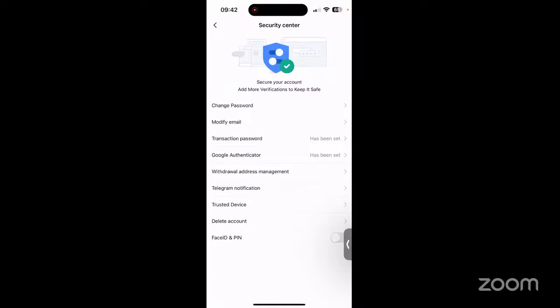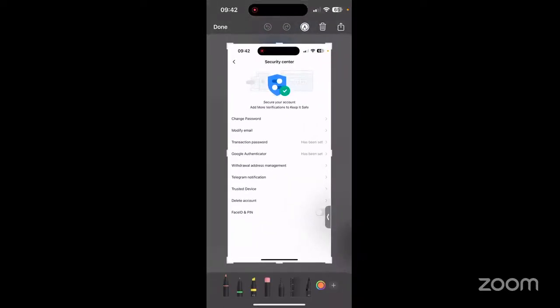Security. This has to do with the security of your account. It's very, very important. Don't joke with this aspect. Change password. You can change password at any time, but be careful. Don't change it rough. Modify email. If you want to change your email, you can use this button. Transaction password. These are 6 digits that you set. Anytime you want to withdraw, you use this number. Okay, so keep it well.